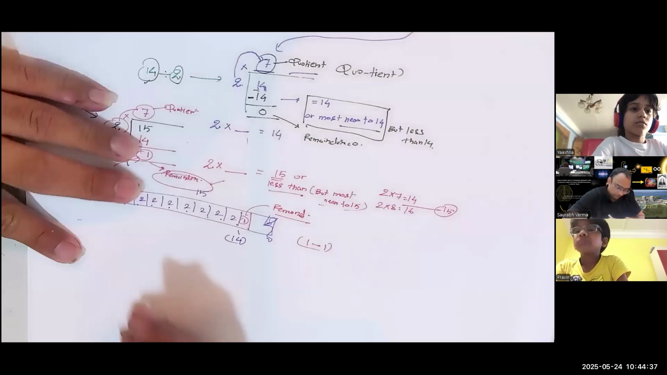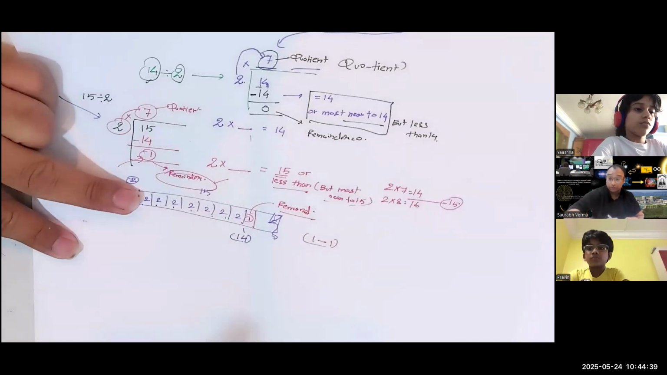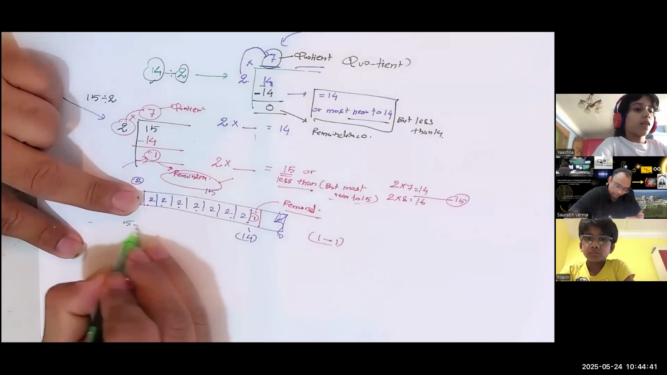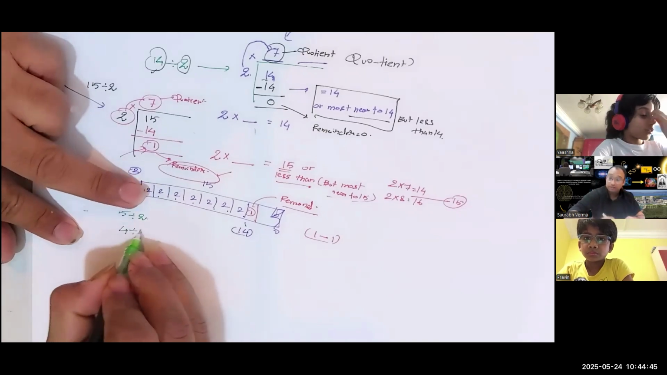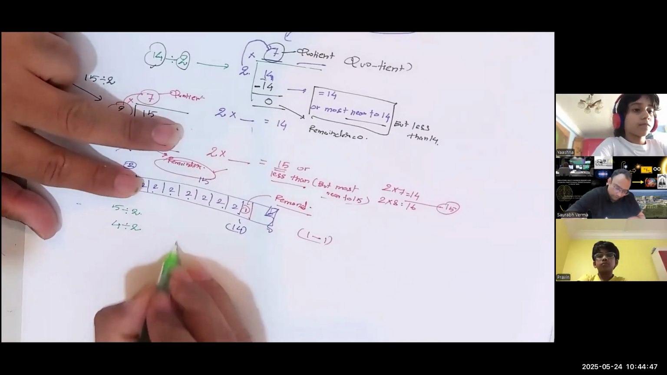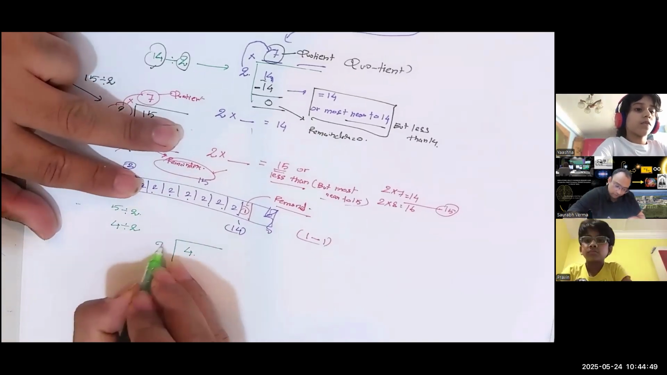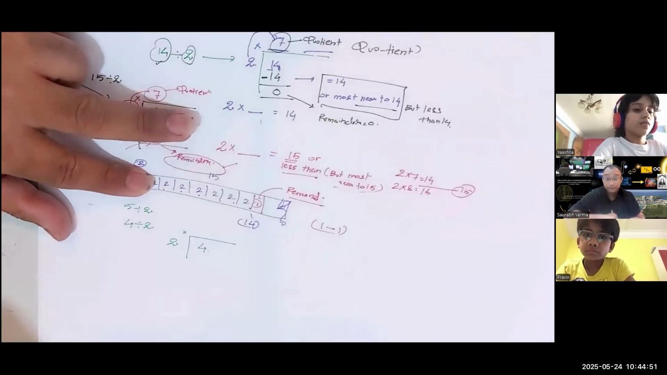Suppose I'm giving another number, a simple number: 5 divided by 2, and 4 divided by 2. I'm taking very simple numbers. I'm putting the 4 over here, 2, okay? Multiply, what should be multiplied?